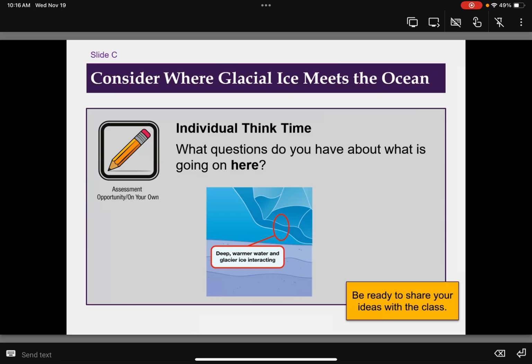Okay, so what is a question that you guys have about what's going on? Let's start with table 2. Why is it warm down there when it's supposed to get colder the farther down the water goes? Okay, so why is it warm? Deep warmer water and glacier ice interacting. So Liam's wondering why it is so warm down there.